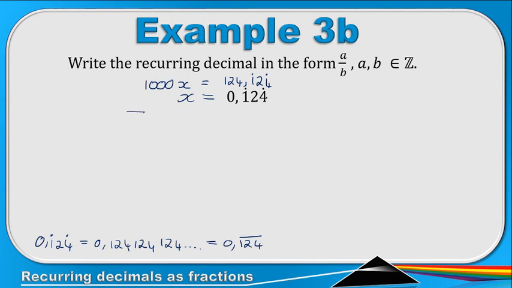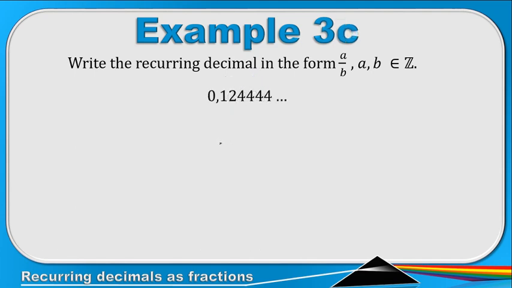Okay, now what do we do next? We subtract. So I'm going to say 1,000x minus x is 999x equal to. So once again, if I subtract this with 0,124 recurring, the recurring decimals will cancel each other out to 0. So all I'm left with is 1, 2, 4. All right. Okay, so now I divide both sides by the coefficient of x. So x is equal to 124 over 999. Okay, and then that is our final answer.